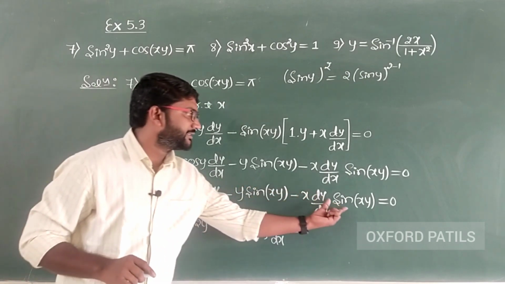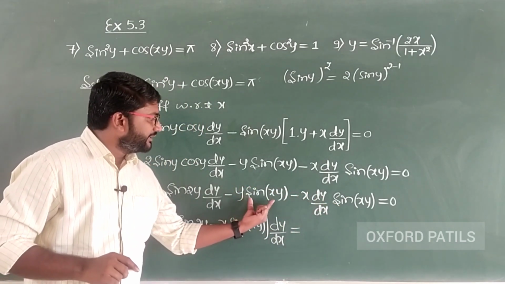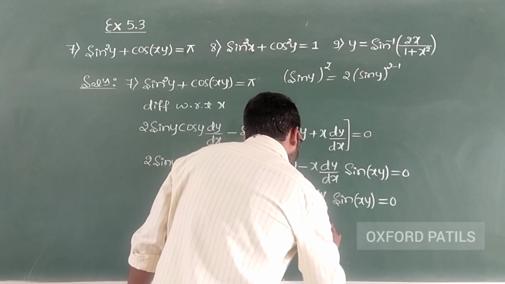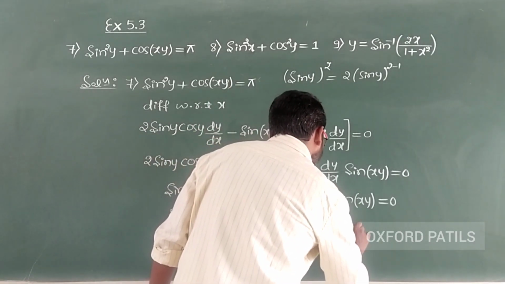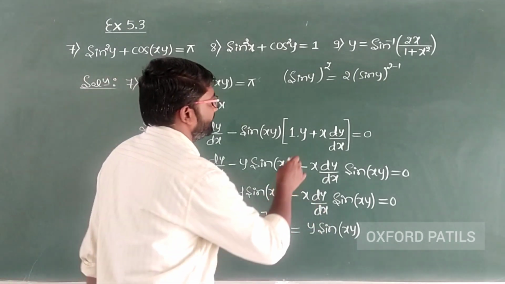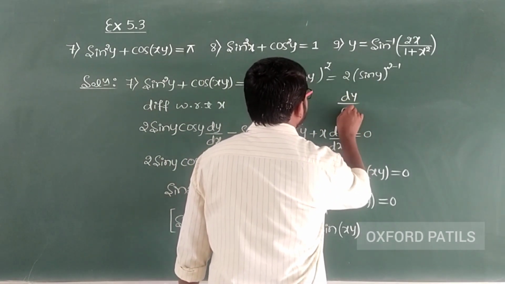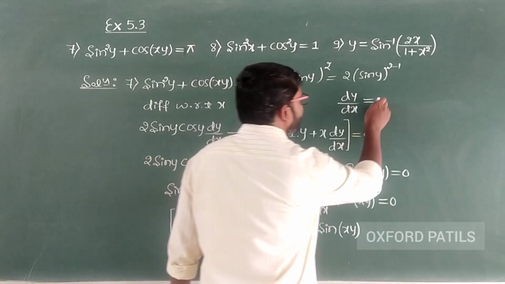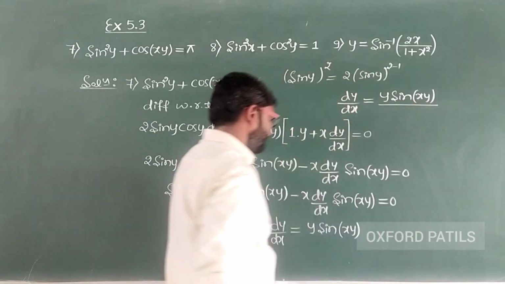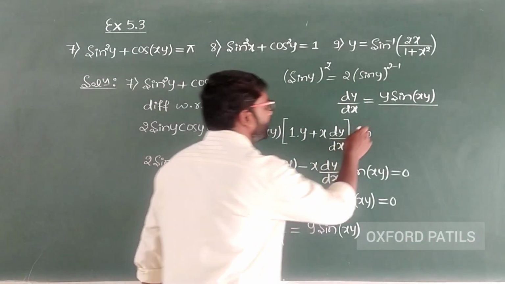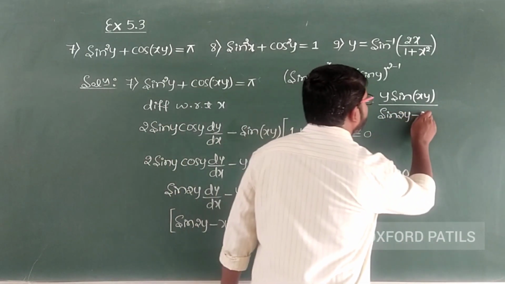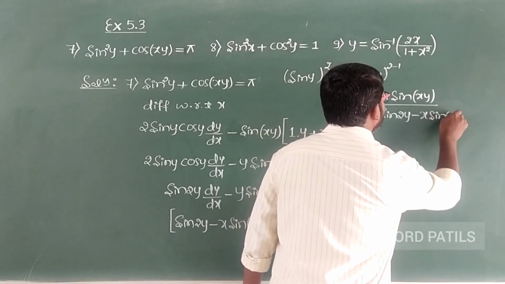This is equal to what we have done here. In the first term and in the last term I have taken dy by dx common, and then now you take this term to the right hand side, it becomes positive. So we get y into sin of xy. Now we want only dy by dx. Take this term to the right hand side. So what do we get now? dy by dx is equal to y sin of xy divided by we have to write this particular term sin 2y minus x into sin of xy.